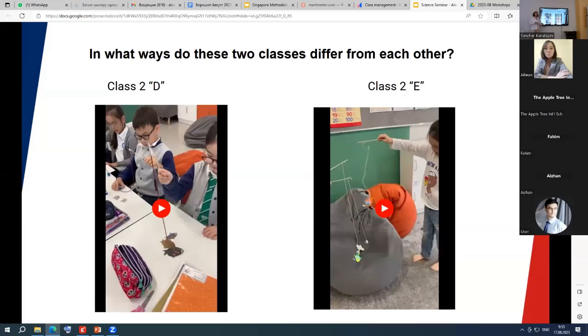Okay, exactly. Yes. Modeling the task. Yes. Any other ideas?